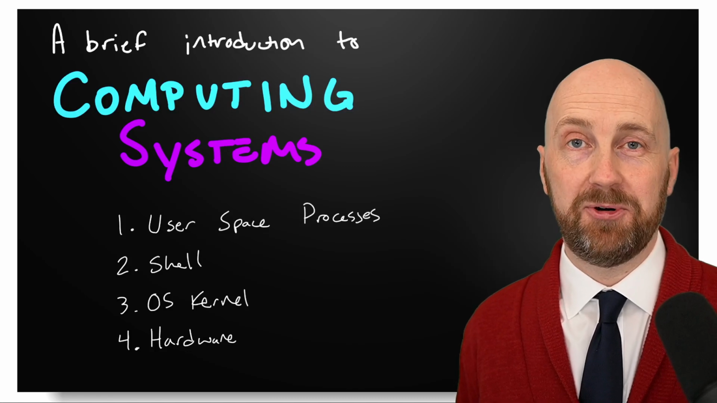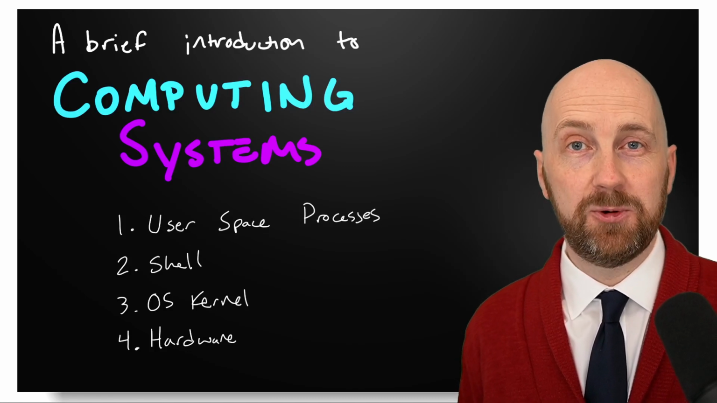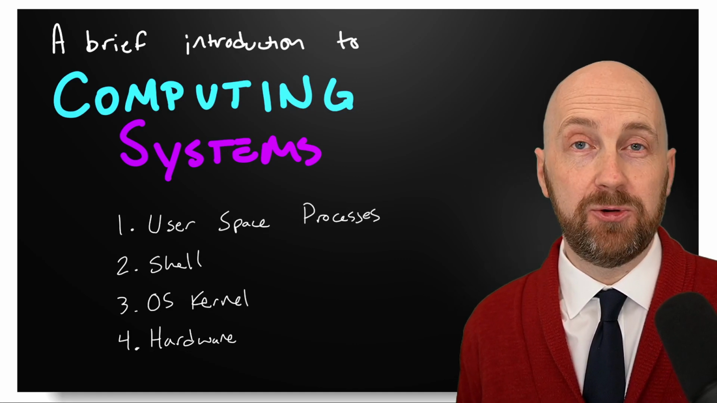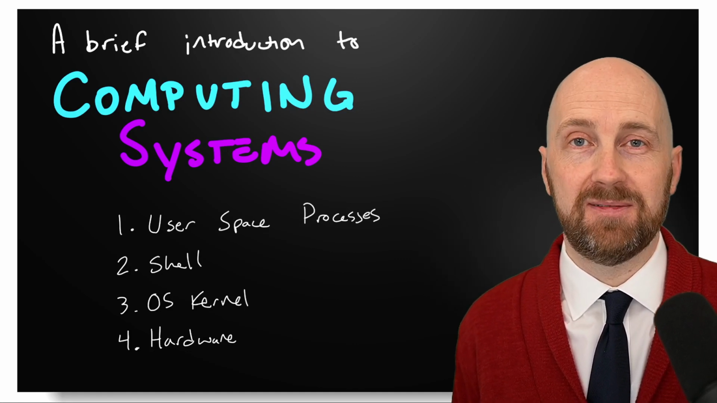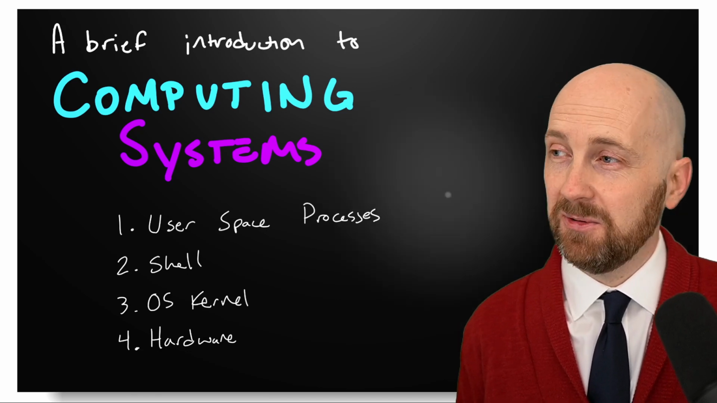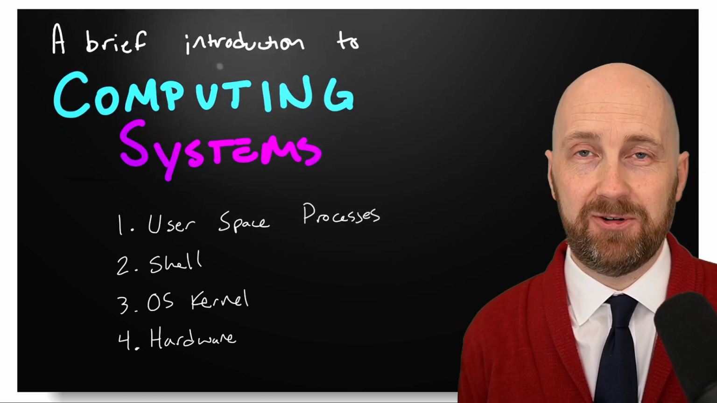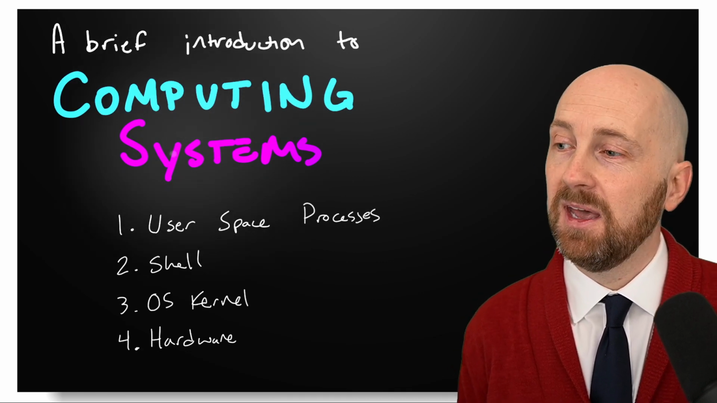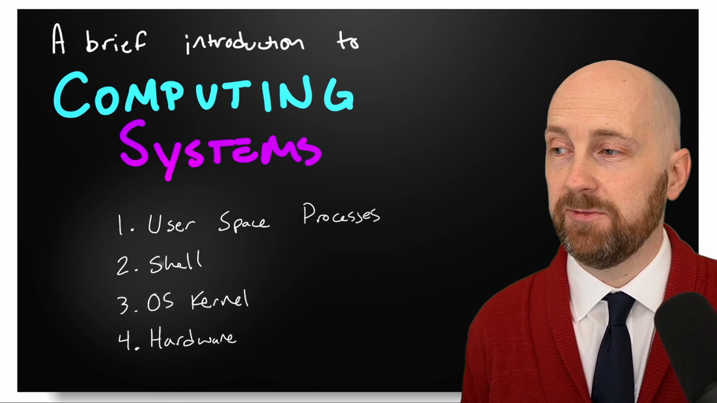As you're learning how to program, it helps to have a sense of where your work fits into the bigger picture. How is it that the code and the programs you write are able to run on your machine? Well, this is a pretty deep subject. So in this video, we're going to take a brief introduction to the primary components and the layers of a computing system. And we're going to look specifically at these four things.